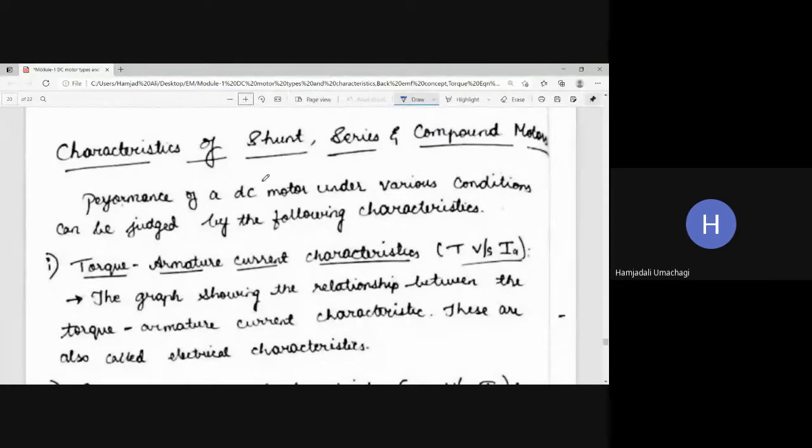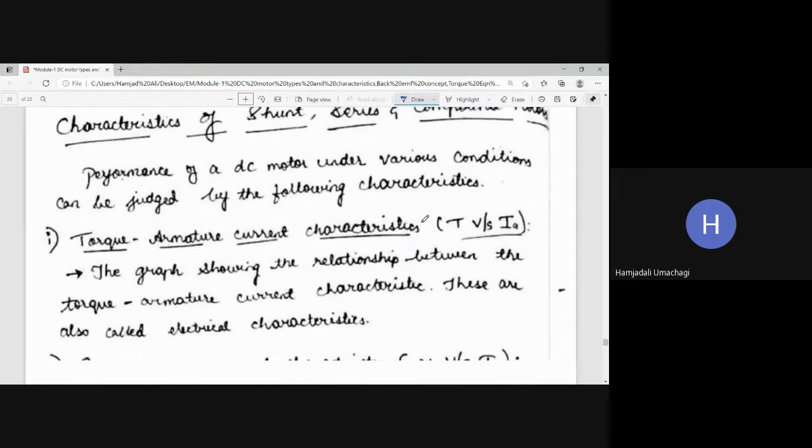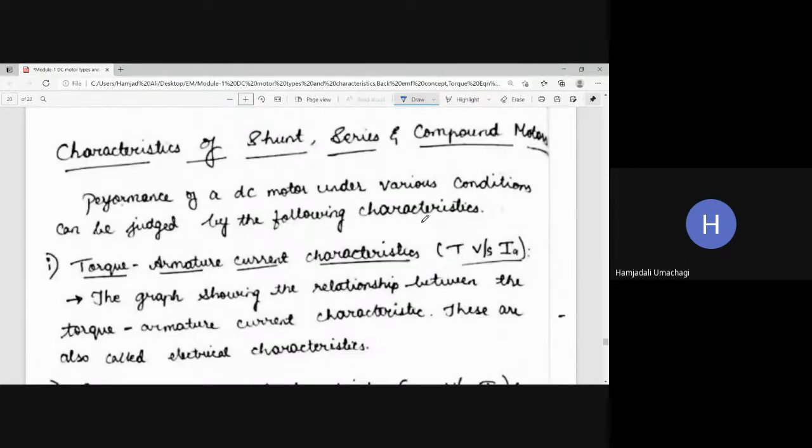See here, the performance of a DC motor under various conditions can be judged by the following characteristics. If I want to say that this motor is working very satisfactorily, in the optimal condition, or is the best motor, you should test three conditions. If those three performance characteristics are satisfied, then you can say that the motor is best. So what is the first parameter? The first parameter is torque versus armature current, denoted by T versus IA.